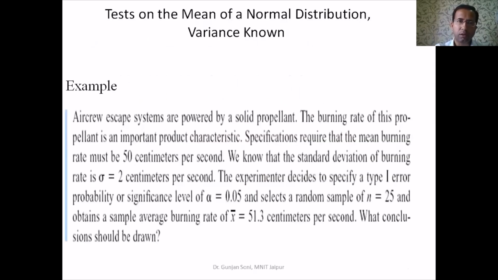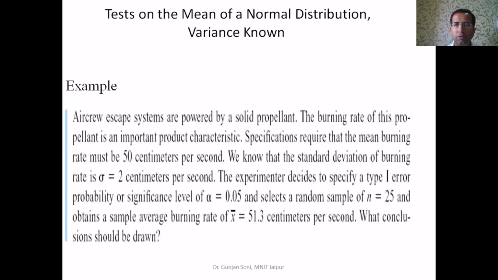So consider this example. Air screw escape systems are powered by solid propellant. The burning rate of this propellant is an important product characteristic. Specifications require that the mean burning rate must be 50 centimeters per second. We know the standard deviation of burning rate is sigma equal to 2 centimeters per second. The experimenter decides to specify a type 1 error probability or a significance level of 0.05, and he selects a random sample of n equal to 25 and obtains a sample average burning rate of 51.3 centimeters per second. What conclusions should be drawn?